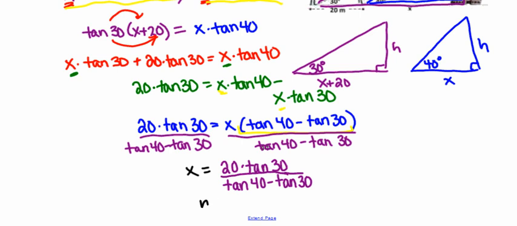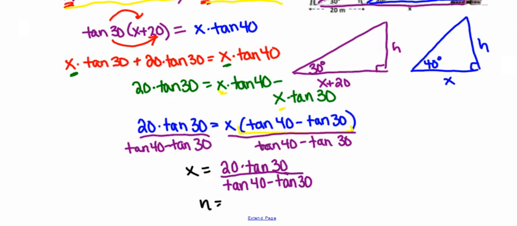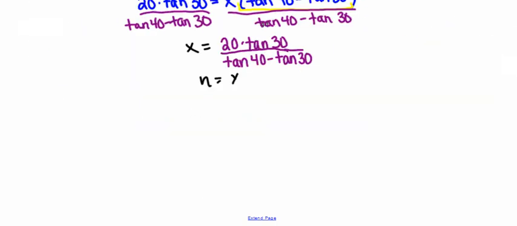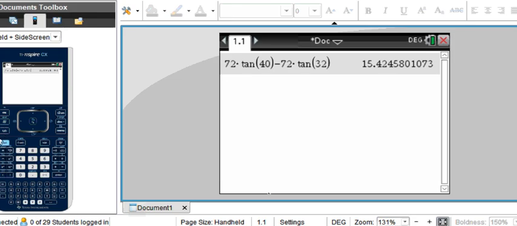So from up above, we said that the value of h was equal to x times the tangent of 40. But our x value is this fraction in purple, 20 times the tangent of 30 over tangent of 40, subtract tangent of 30, all of that times the tangent of 40 degrees. And now that I'm down here to this last and final step, now and only now do I go and grab my calculator.